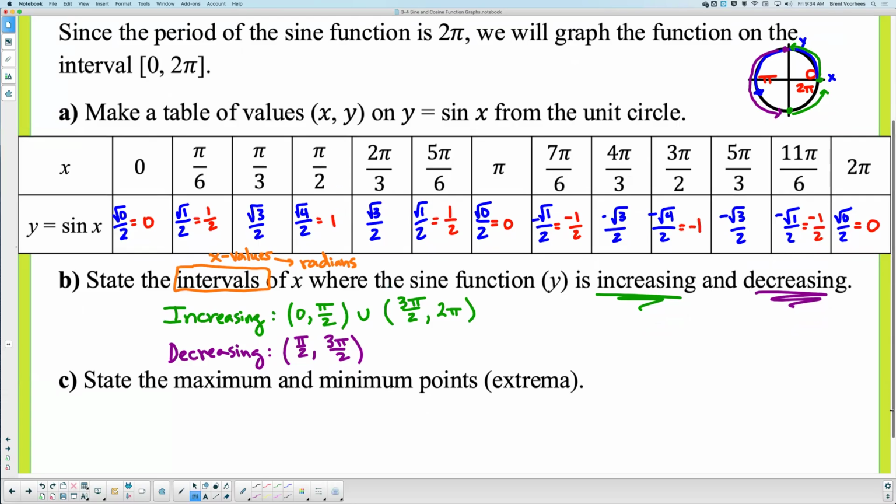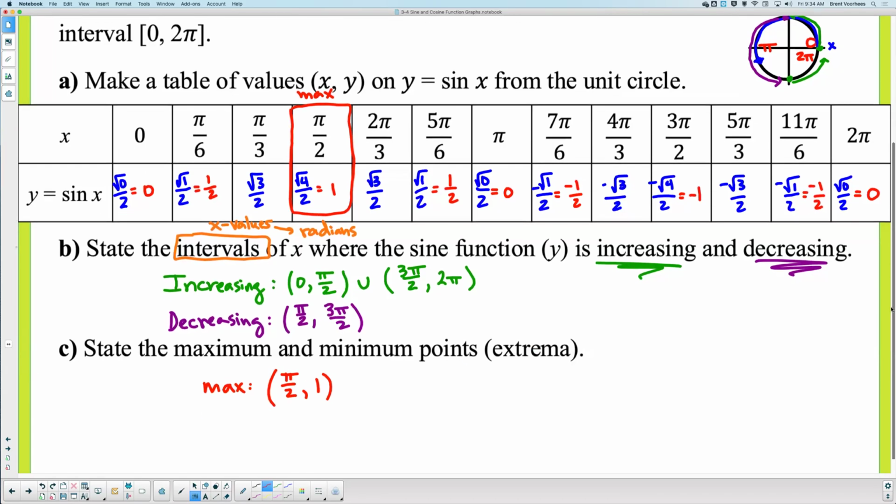That's the maximum. So I don't know what color I haven't used here. I'm going to go ahead and just do this in red. This value right here represents the maximum. That's the greatest the graph ever is. Right there. That is its maximum value. Max. The maximum would be pi over 2, comma 1. And that is an absolute maximum. Sine does not get any higher. So I'll go ahead and throw in the word absolute on there.